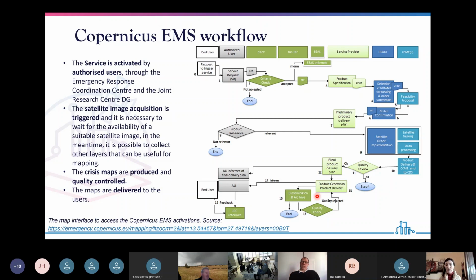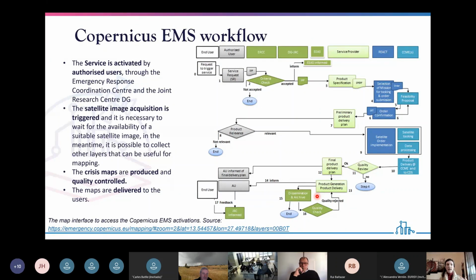And if we want to map a disaster fast, we need that the image is acquired as soon as possible. So we cannot wait 15 days. In 15 days, the emergency could be over, or at least in a phase for which the map is not needed anymore. So we need to find a compromise between the best image that we would like to acquire and when it will be acquired.